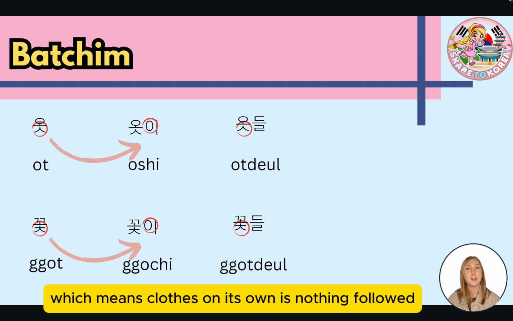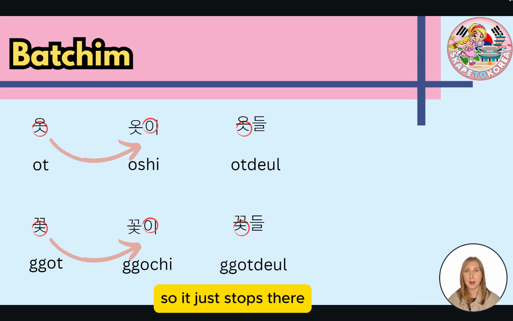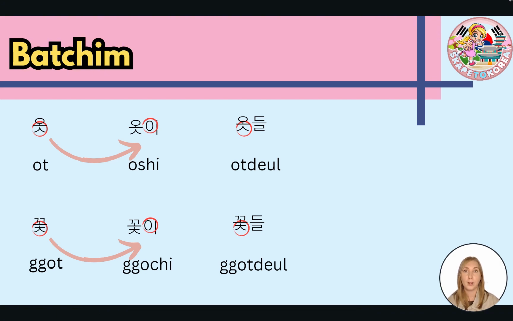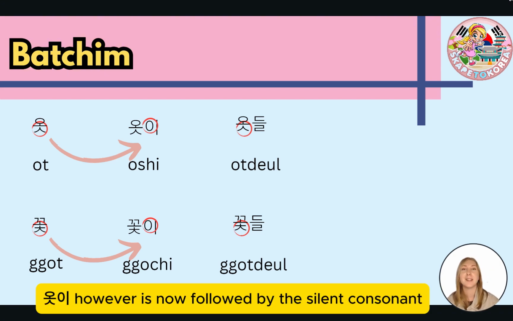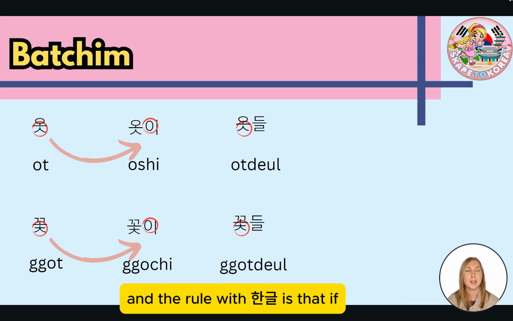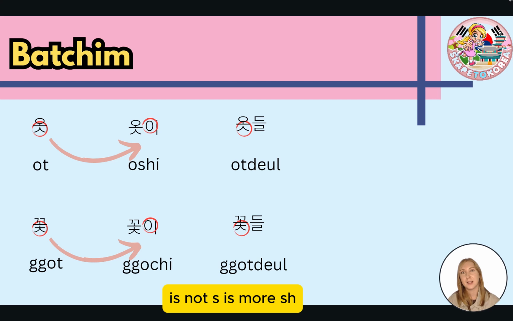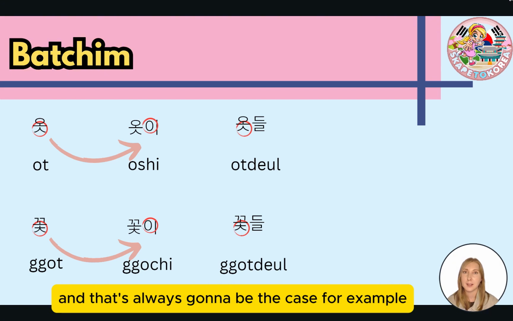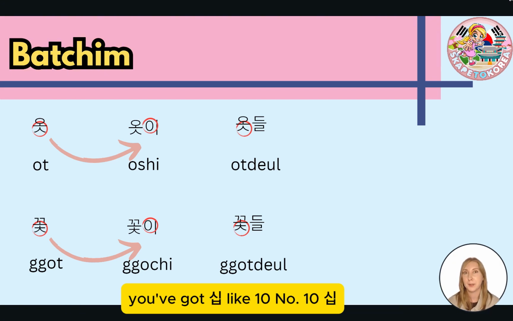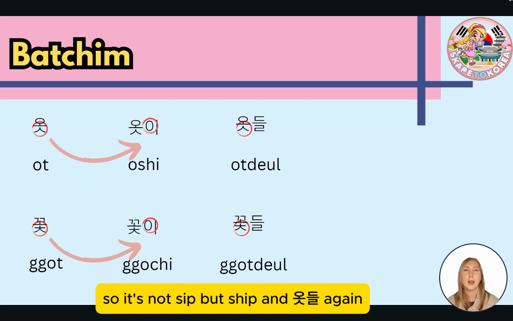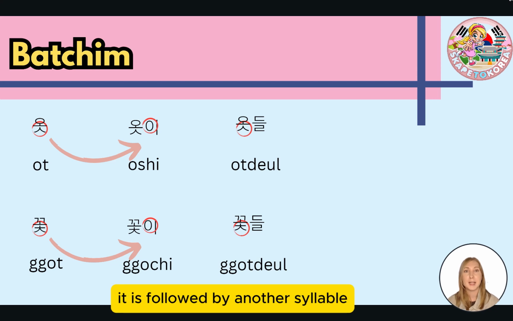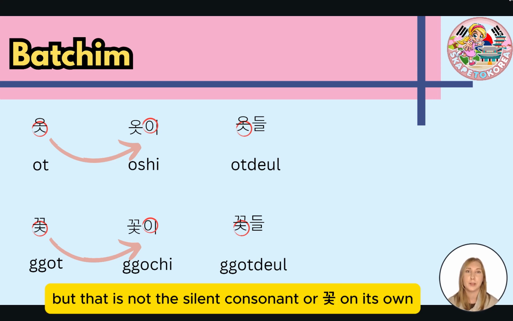So again, we've got 옷, which means clothes. On its own is nothing followed, so it just stops there and 받침 pronunciation applies. 옷. 옷이, however, is now followed by the silent consonant, and the rule with Hangul is that if the s sound is followed by e, it's not s, it's more sh, so 옷이, okay? And that's always gonna be the case. For example, you've got 10 in term like 10, number 10, 10. So it's not 10, but 10. And 옷들, 옷들. Again, it is followed by another syllable, but that is not the silent consonant.